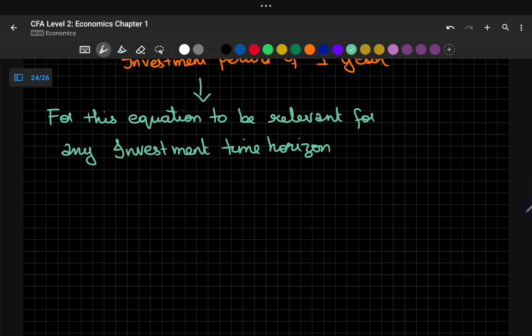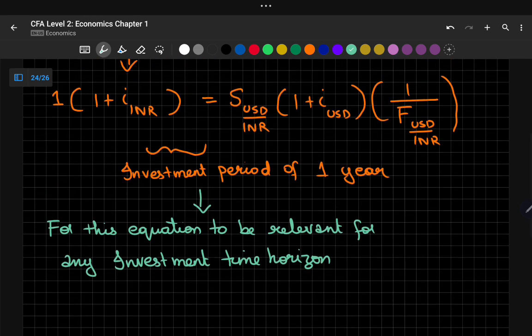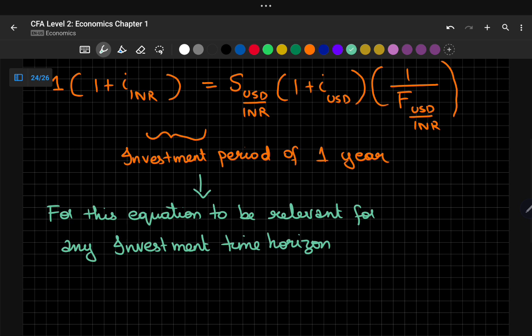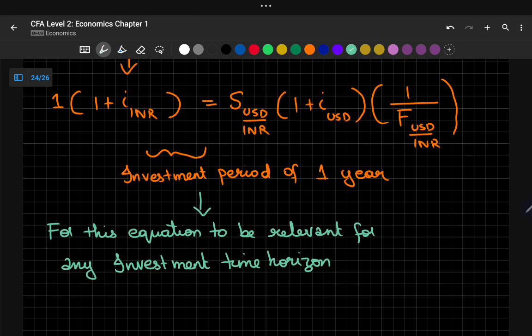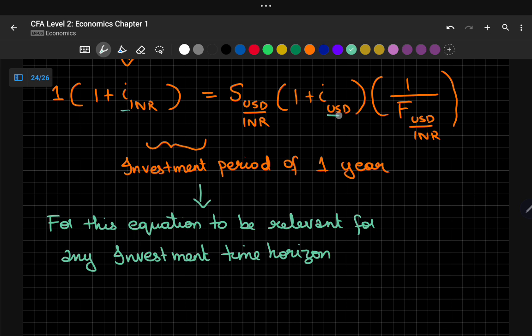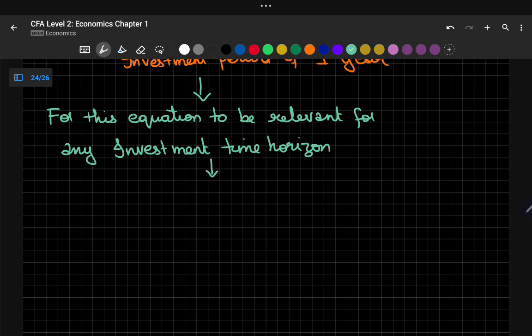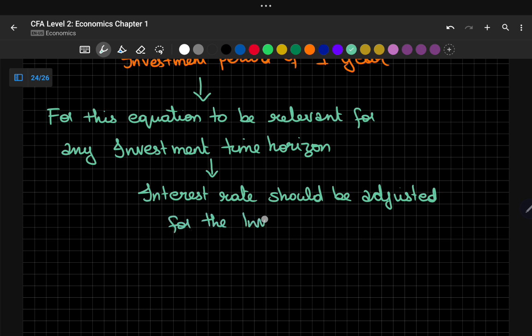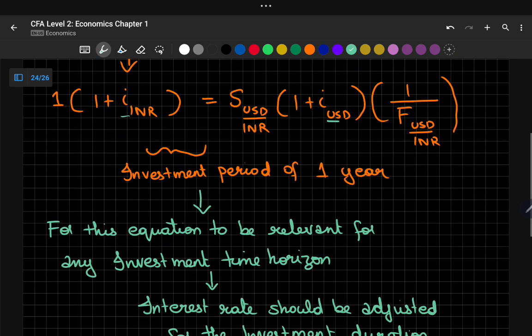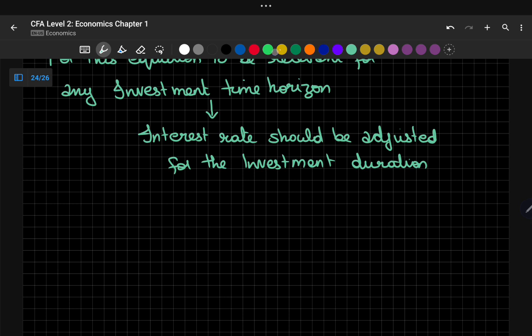I have to look into the risk-free interest rate. That interest rate has to be adjusted for the time horizon that I'm investing. Like if I'm investing for 30 days, then the interest rate has to be adjusted for those 30 days, right? So for this equation to be relevant for any investment period, the interest rate should be adjusted for the investment duration. So in this case, we have taken the risk-free interest rate of any country, which is usually MRR.